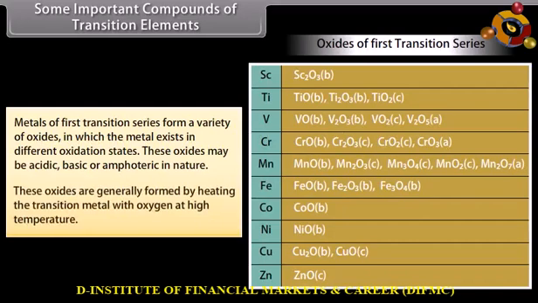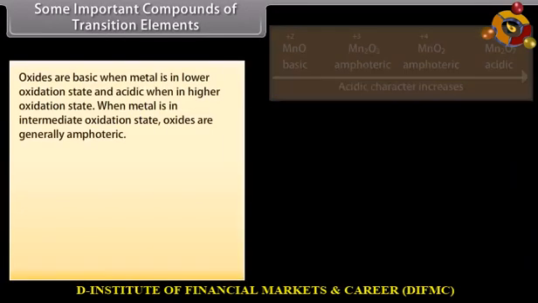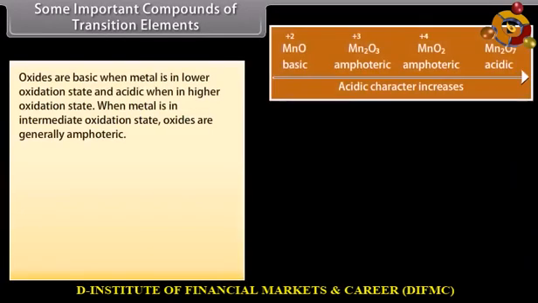These oxides are generally formed by heating the transition metal with oxygen at high temperature. Oxides are basic when the metal is in lower oxidation state and acidic when in higher oxidation state. When the metal is in intermediate oxidation state, oxides are generally amphoteric.